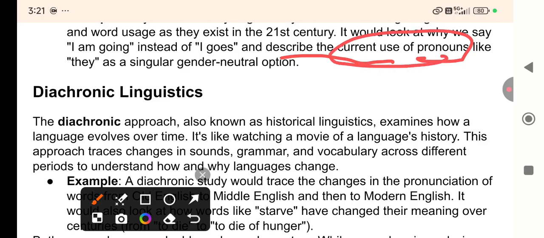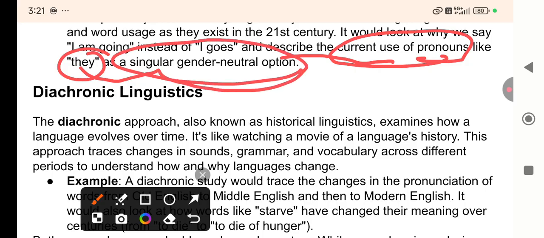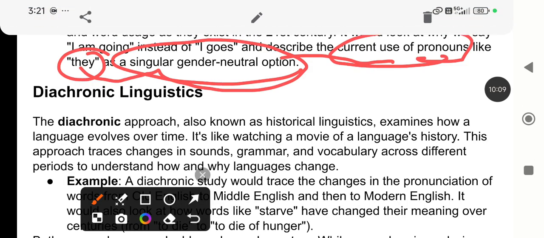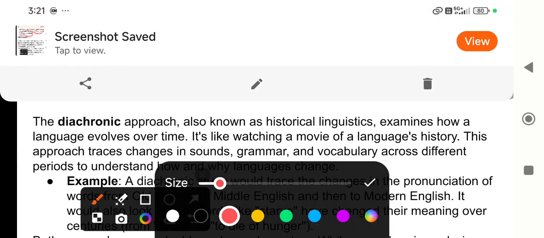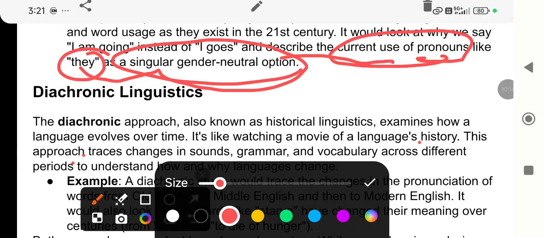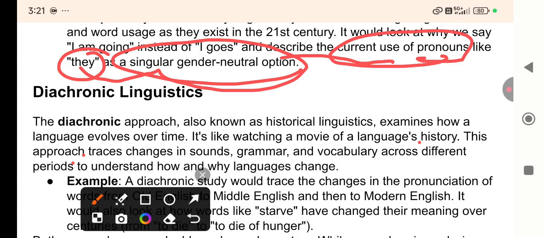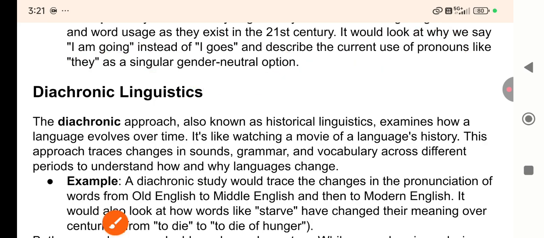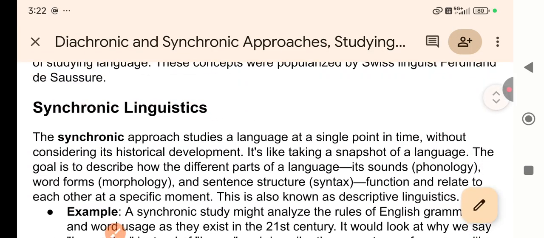Current usage of a pronoun like "they" as a singular gender-neutral option. They is singular, they is singular gender-neutral option. So this approach is called descriptive or synchronic linguistics, which we have studied.